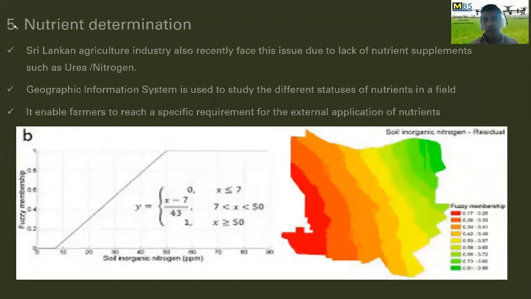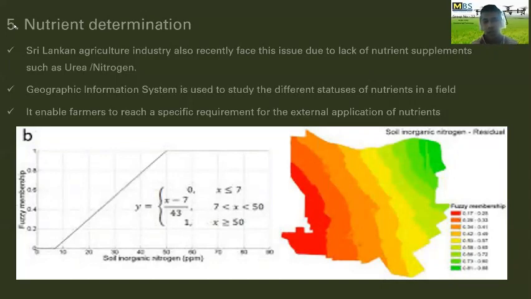In the last one, I use nutrient determination. GIS can be applied for this one also, because currently we face issues related to nitrogen and urea supplementation. But if we use GIS, we farmers can know the requirement of this nitrogen and urea content, so we can apply those things accordingly. That is about the crop cultivation.